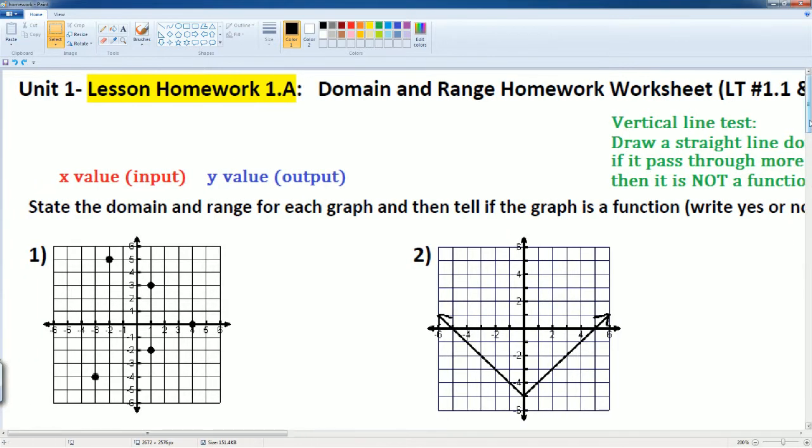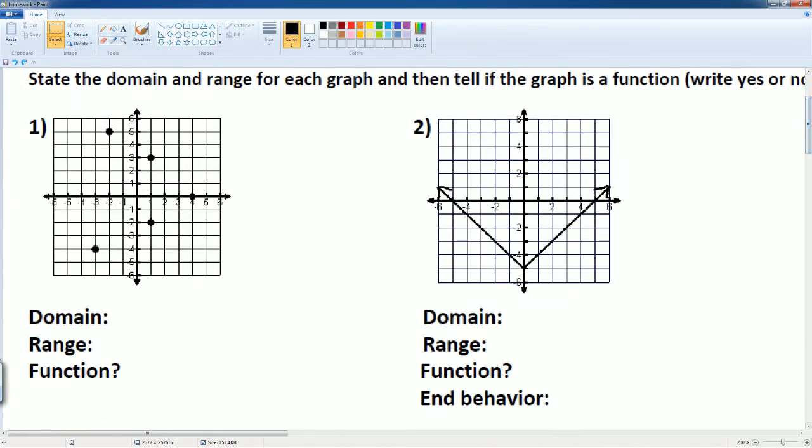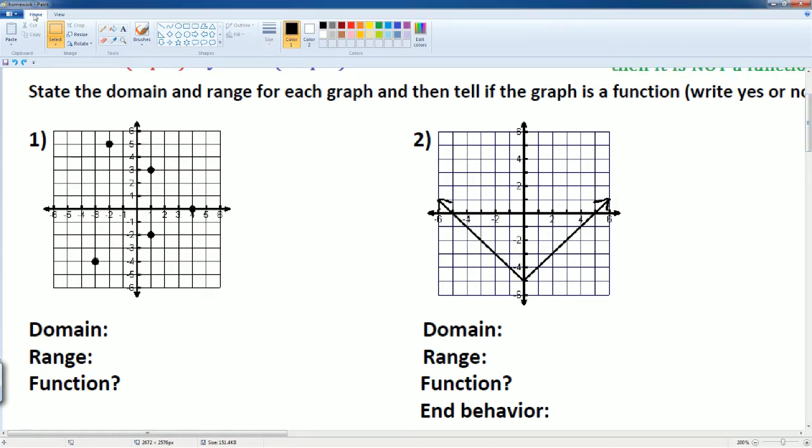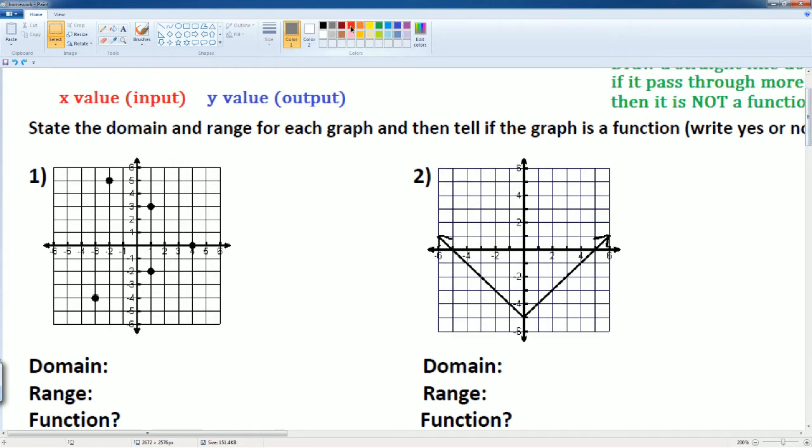Let's look at number one here. Number one, we have a list of values here, a list of points. I could make my life easier and just look at all the different points here. I'm now going to give you the values for each one of the points. These are all the points on the graph.